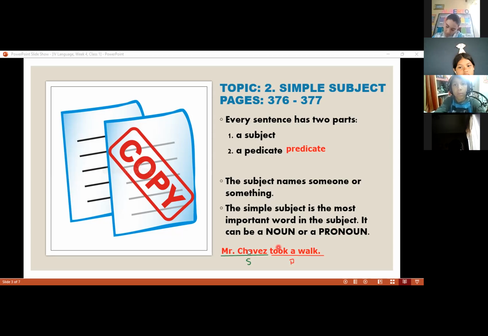It can be a pronoun. Instead of saying Mr. Chavez, it's a boy, right? So we can say he took a walk. So he is a pronoun. He took a walk. He is a simple subject also. So he or Mr. Chavez is a simple subject in this sentence also.